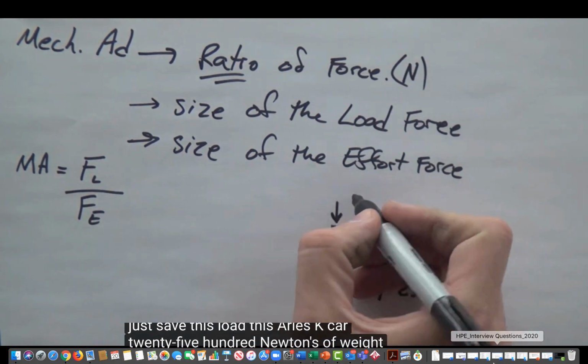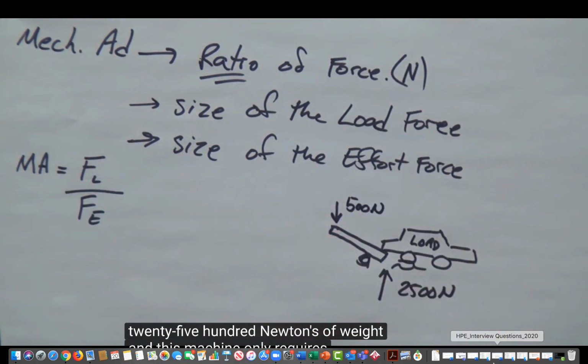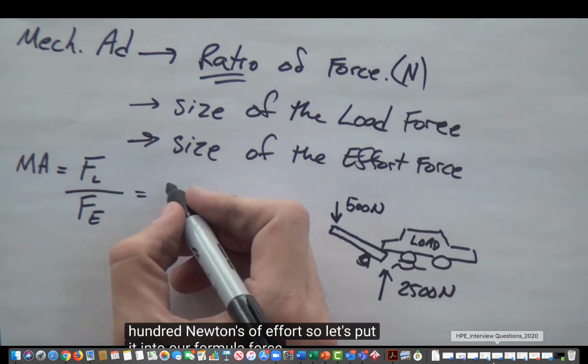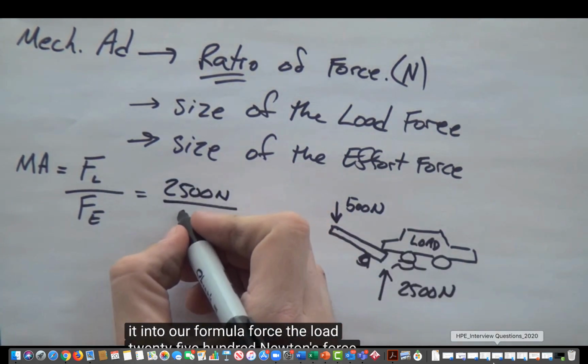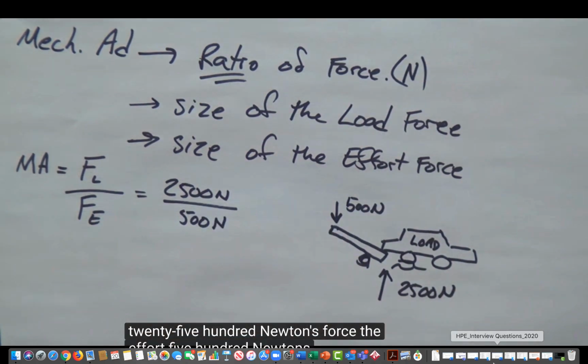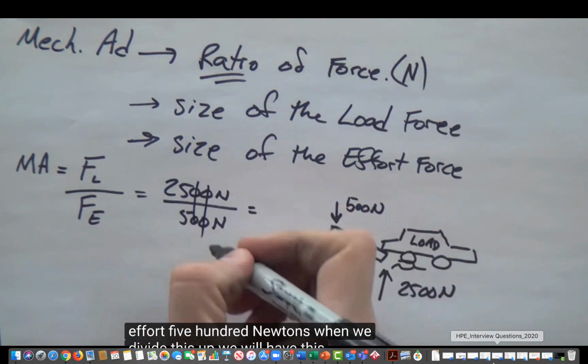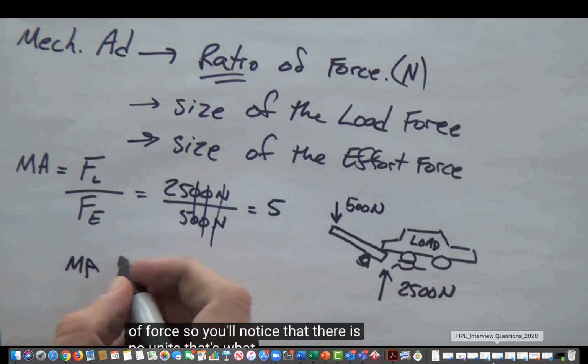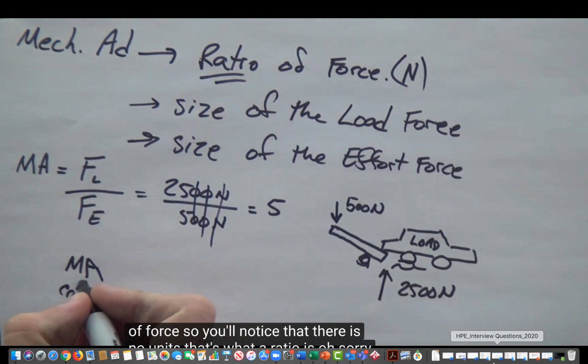2,500 newtons of weight. And this machine only requires 500 newtons of effort. So let's put it into our formula. Force of the load, 2,500 newtons. Force of the effort, 500 newtons. When we divide this up, we will have this ratio of force. So you'll notice that there is no units. That's what a ratio is. Oh, sorry about that crappy A.